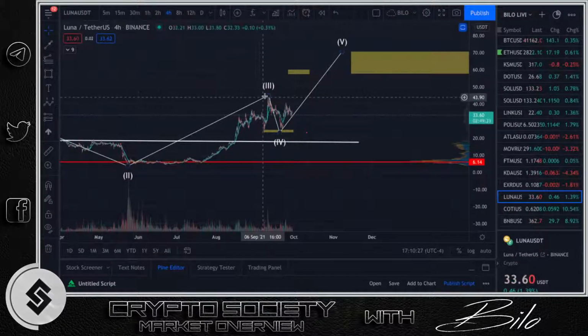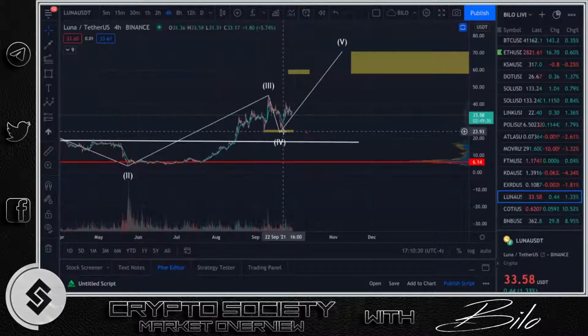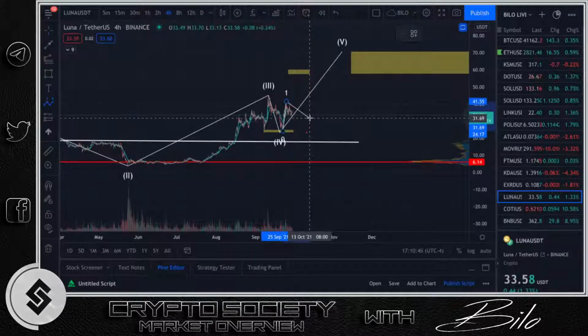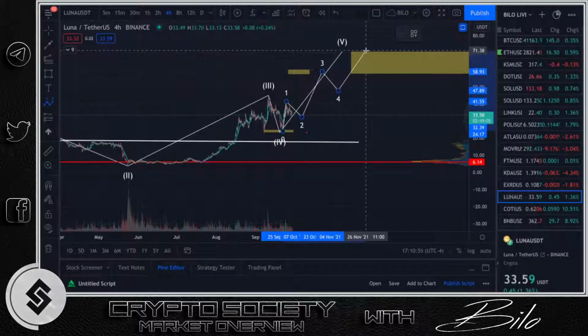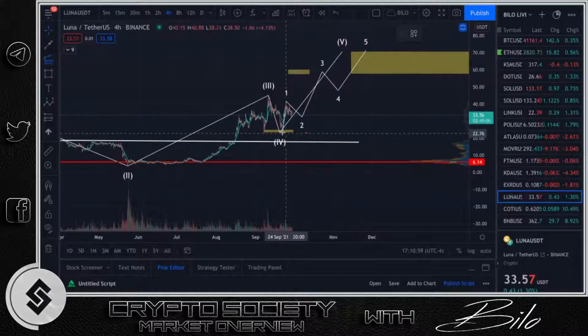So we finished wave 3. This was the target for wave 4, or not the target, but the support, because we were here as I was doing it. So this already happened. And so I made the assumption that this would be a 1, and then somewhere here would be a 2, because I see a cluster. So let's say we find support here, and then 3, and then 4, and then 5. And then I probably would have done this.